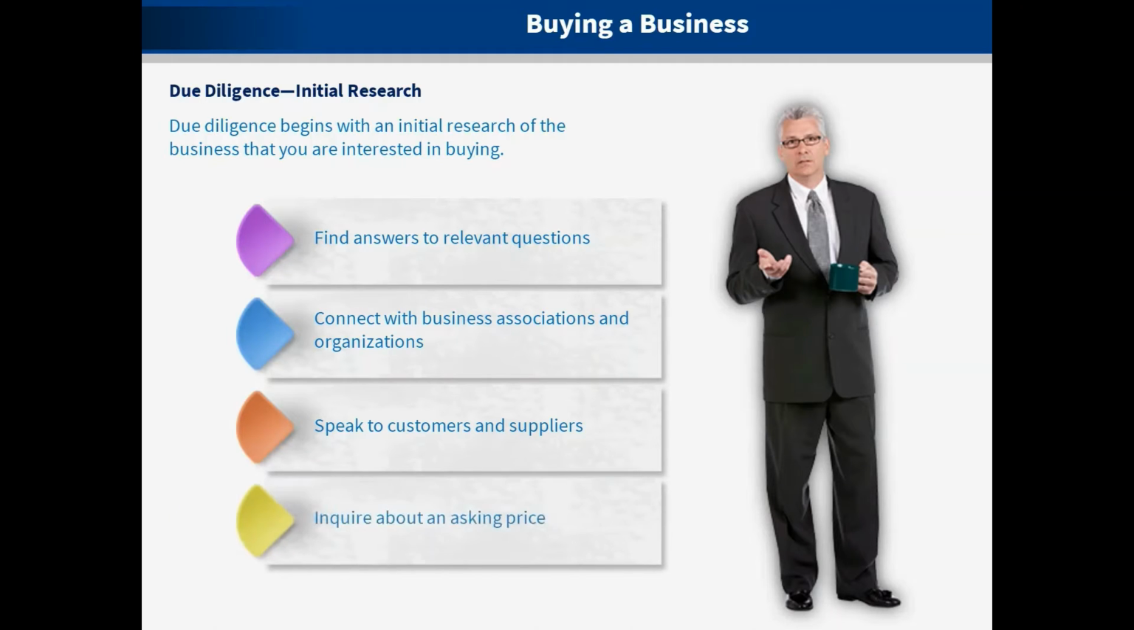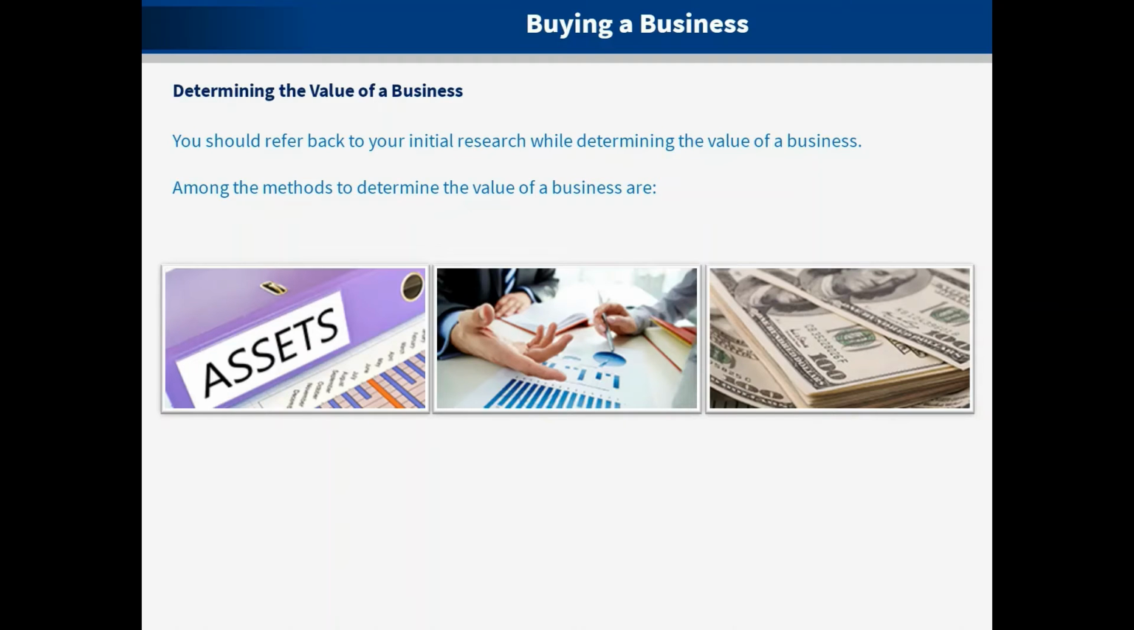If you are satisfied with the results of your initial research, then the next step would be for your acquisition team to inquire about an asking price. You should refer back to your initial research while determining the value of a business. Take into consideration factors like inventory, office equipment and property, liabilities, debts, accounts receivable, market history and reputation, and location. There are a number of different methods that help you determine a fair and equitable price for the purchase of a business. Among these methods are asset-based approach, market-based approach, and income-based approach.